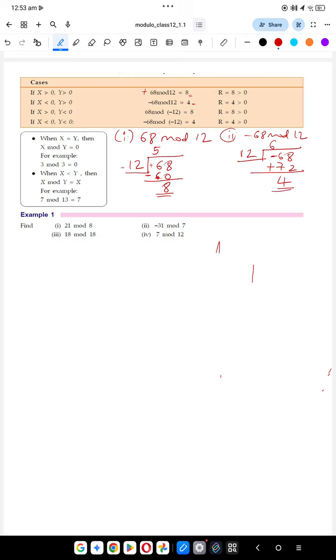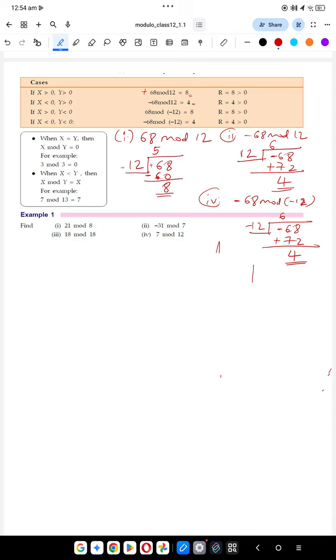Similarly, let's consider the last case, skipping the third part for you. Here it is 68 mod minus 12. The very next number which is greater than 68 is 12 6s are 72, and since here it was already negative, we have taken positive, and we end up getting 4. This same trick we will be applying for solving all of these problems.